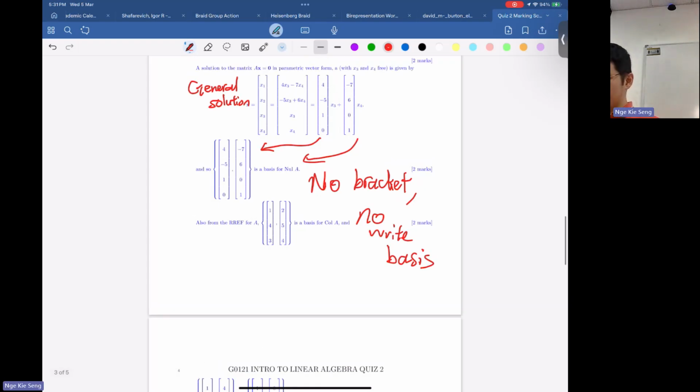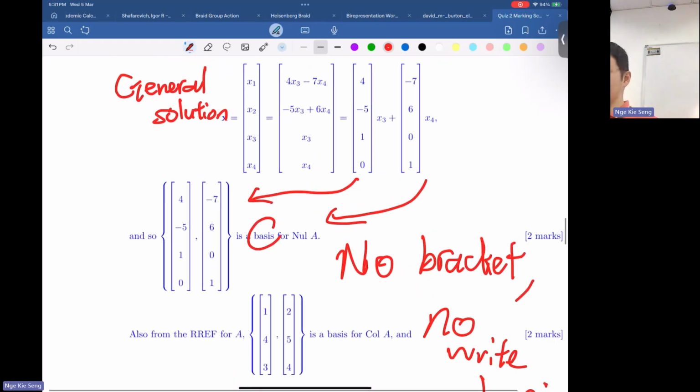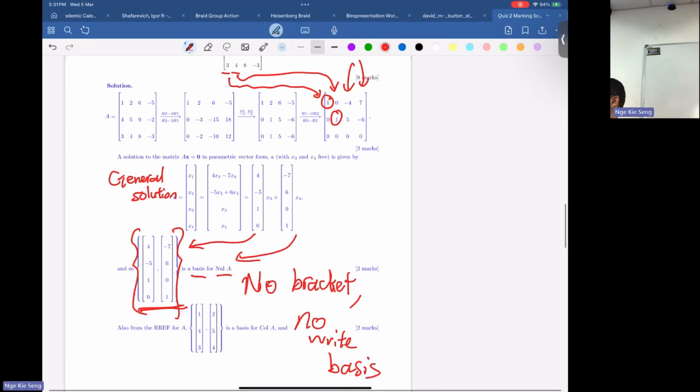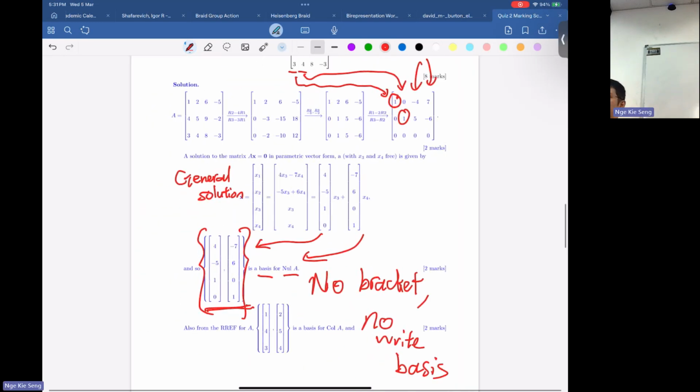And then some of you didn't write basis. You just say now A is these two. No, A is not these two vectors, it's the span of these two vectors. All the linear combinations are satisfied. So basis is a set of the two vectors here. So make sure you write down basis, write down this bracket. Any questions so far? Any question?